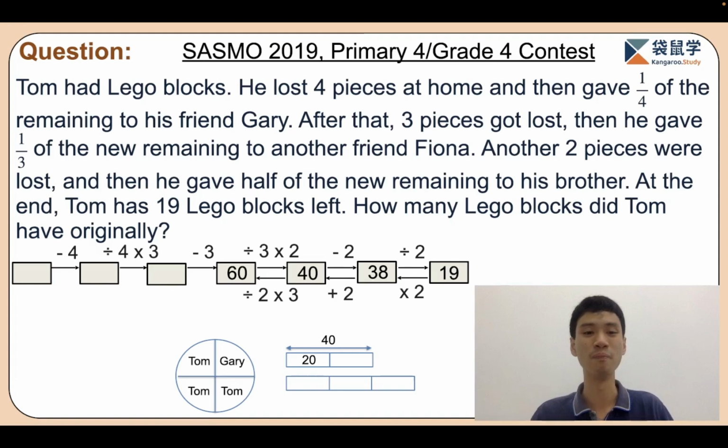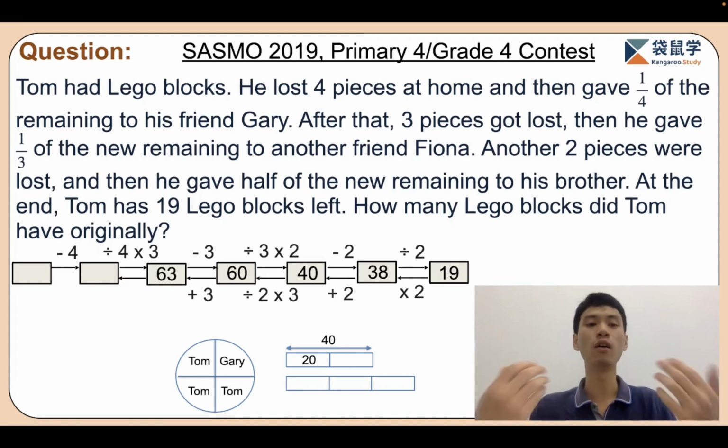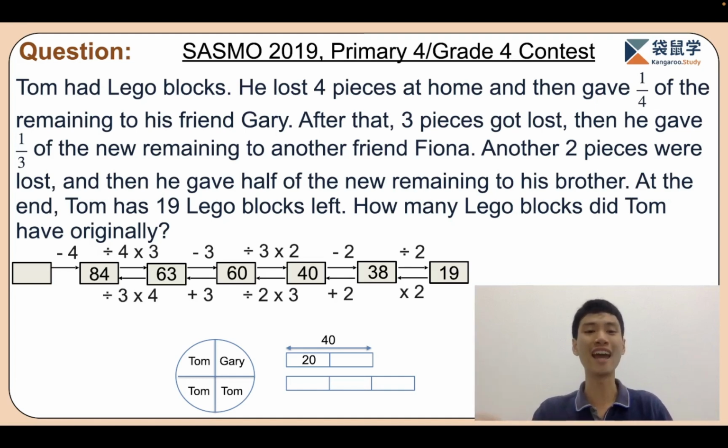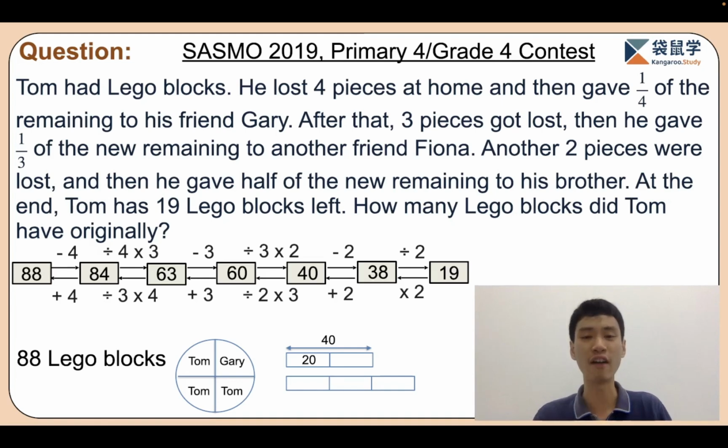Now let's continue. To work backwards next, we would add 3 to get 63. And in this case, we would use the same principle as before. We would divide by 3 parts and then multiply by 4 to get 84. And then after that, we would add 4 to get the final answer of 88. And so, Tom had 88 Lego blocks left.